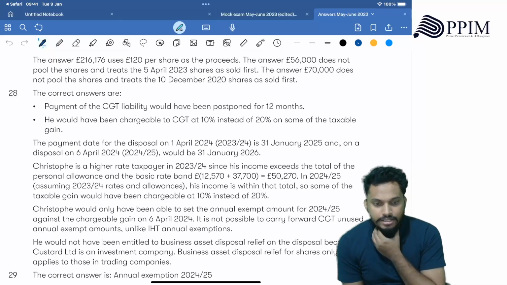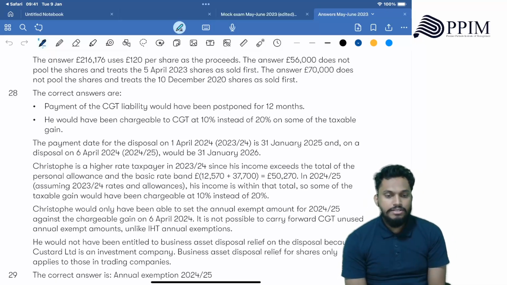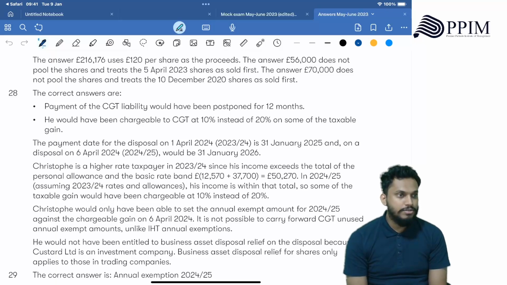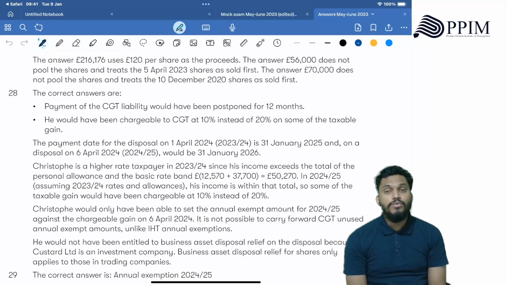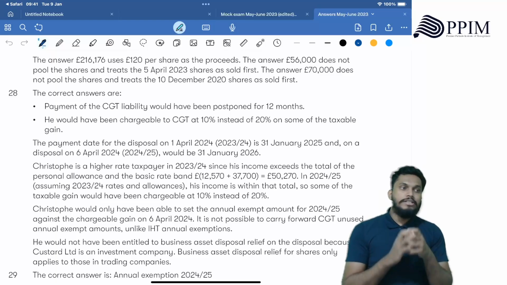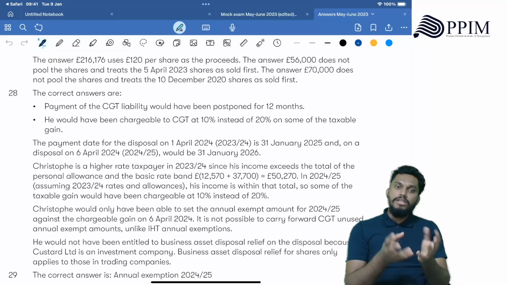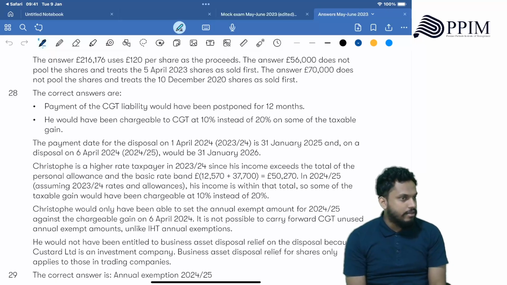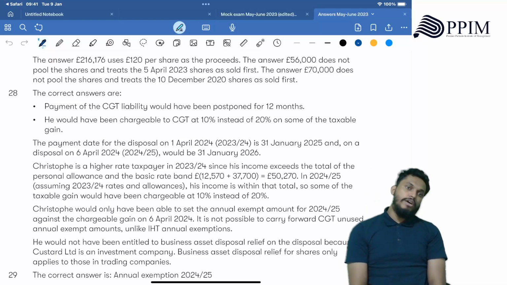And they are telling that in 24-25, his income is within that total. Now we need to compare these two. Now it's about which method would be the advantage. Now read the second part, then you will understand. They are telling that his income is within the total, so some of the taxable gain would have been charged at 10% and some of it would have been charged at 20%.